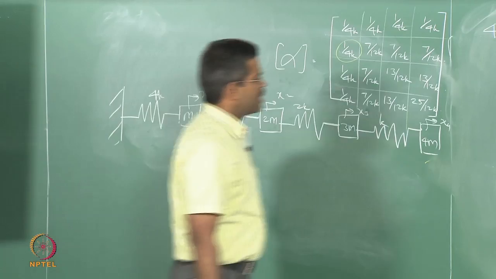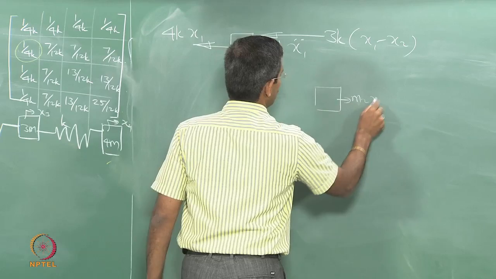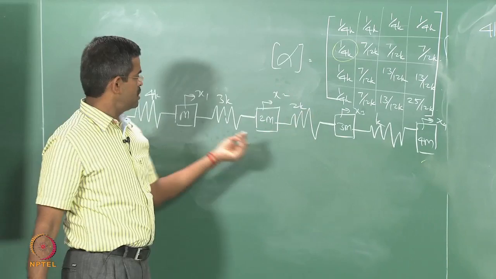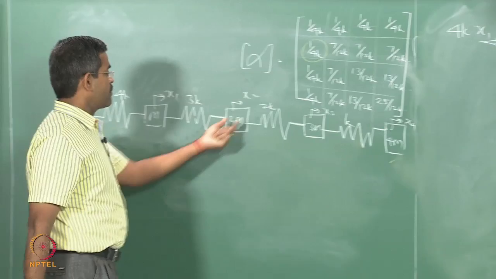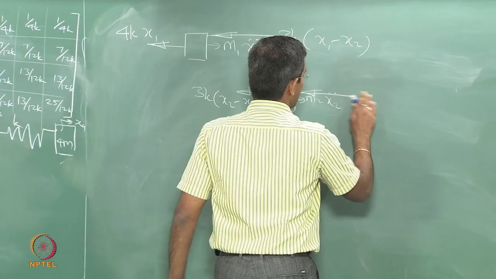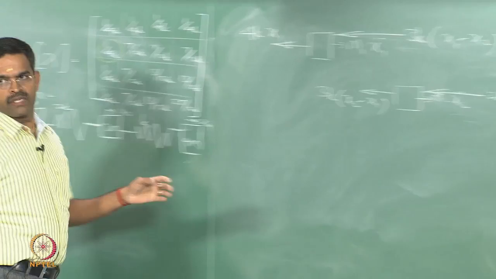Similarly, I can do it for the second mass also. Let us say this is M2 x2 double dot, when I move this, this spring is going to pull this back. So, this is going to be automatically 3k of (x2 minus x1), we already said this algorithm, you start from x2, apply this coefficient first and then the next one next. Similarly, when you move this, this spring will push it back, so 2k of (x2 minus x3) because it is connecting 2 and 3.